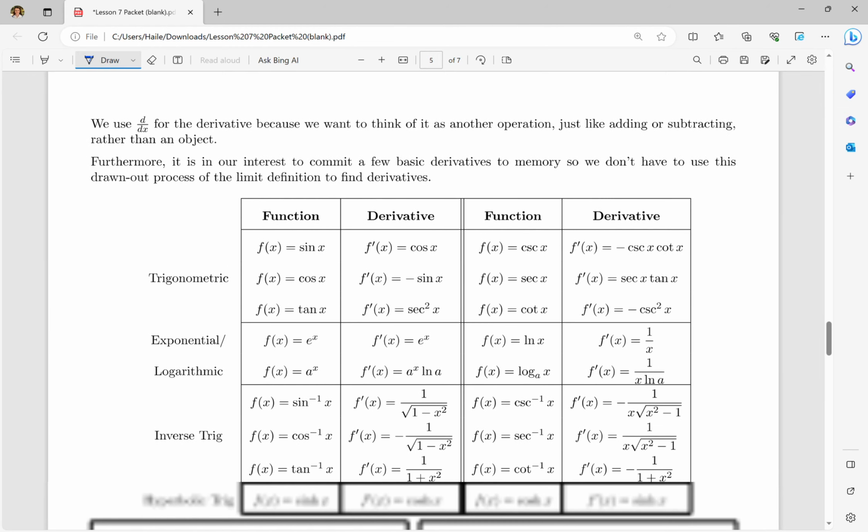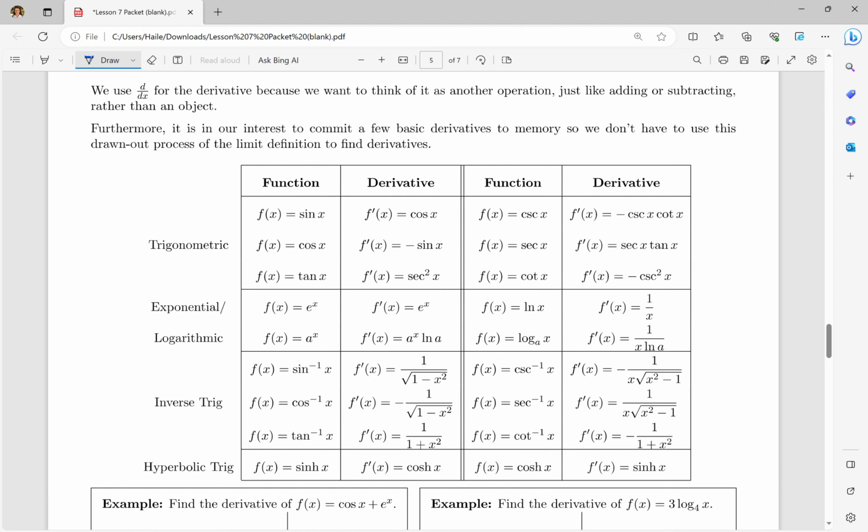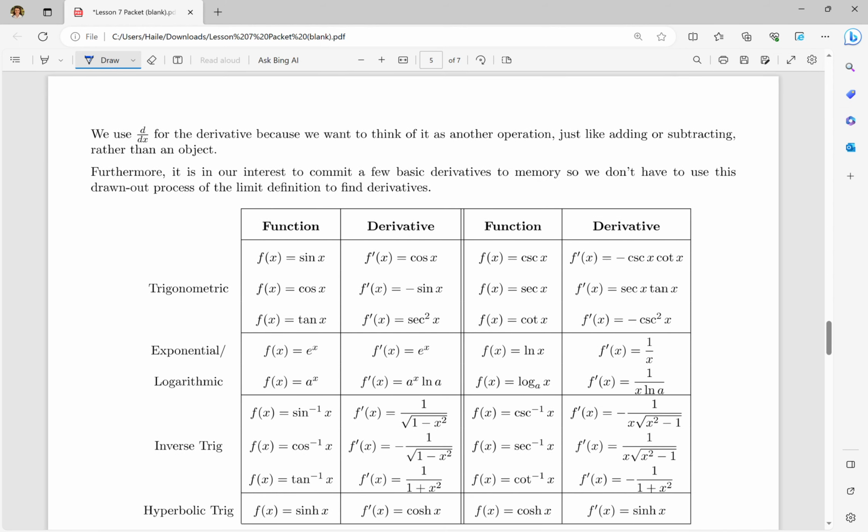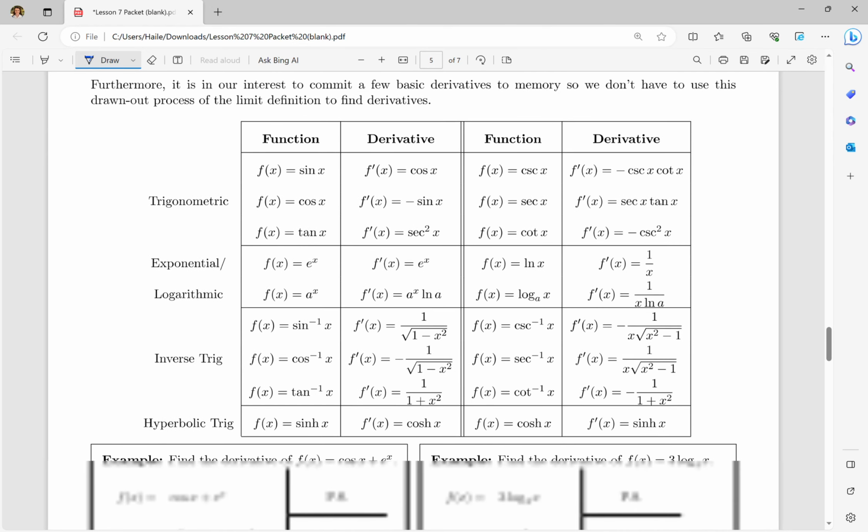Okay, so now that we've seen how to do the limit definition of the derivative, we want to talk about the derivative as an operation. Just like adding or subtracting or multiplying or dividing, we want to think about taking the derivative as the operation of differentiation. Also, it's in our interest to commit a few basic derivatives to memory so we don't have to use that drawn out process of the limit definition always to find derivatives. So what you have on this page is a table of a bunch of different types of derivatives, and it's important that you commit these to memory, and that's the best explanation I have for that. But we're going to look at some examples next.